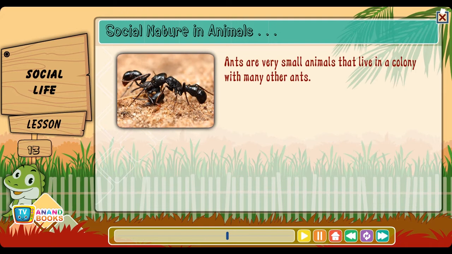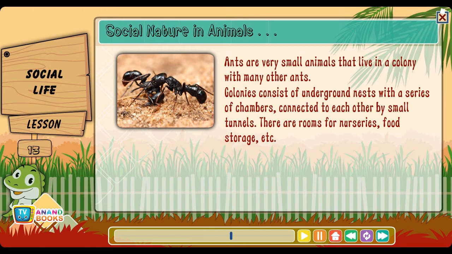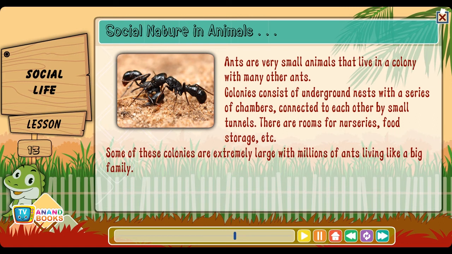Ants are very small animals that live in a colony with many other ants. Colonies consist of underground nests with a series of chambers connected to each other by small tunnels. There are rooms for nurseries, food storage, etc. Some of these colonies are extremely large, with millions of ants living like a big family.